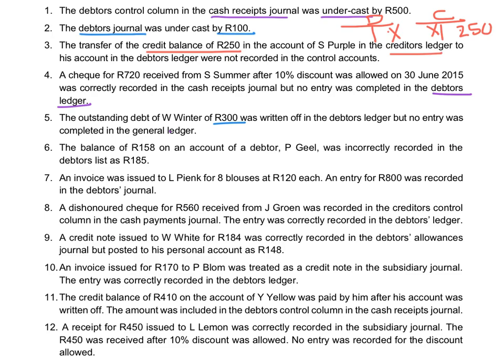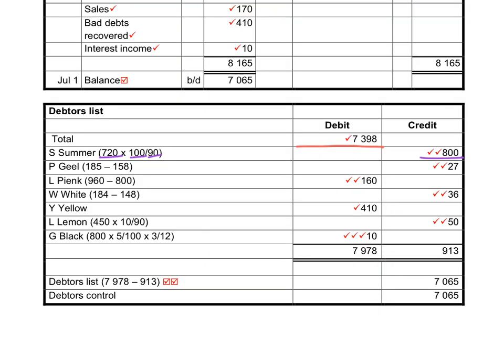The balance of 158 on the account of a debtor was incorrectly recorded in the list as 185. So it means there's a mistake in the list and it will only be corrected in the list. The balance was recorded as 185 on the debit side. The balance should be 158. So it means that we put too much on the debit side and we will correct it on the credit side. We will determine the difference between 185 and 158 and indicate that this debtor owes 27 Rand less.